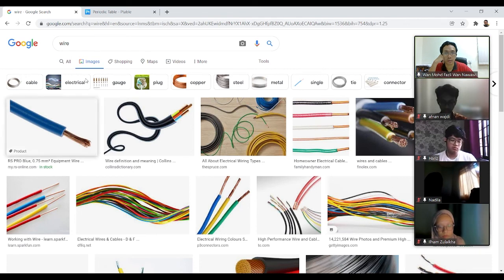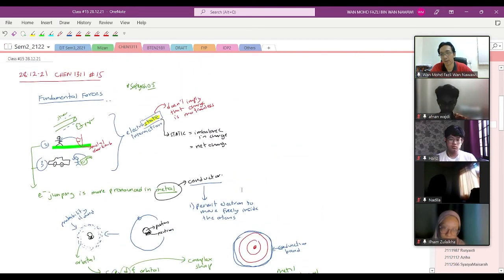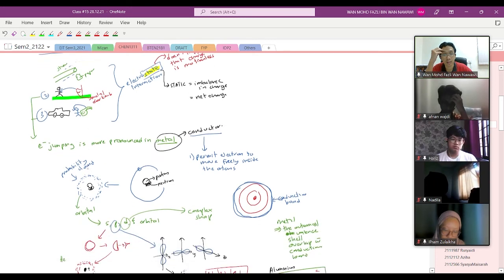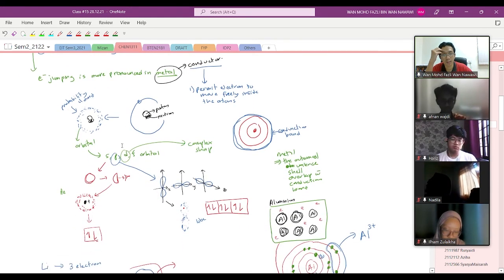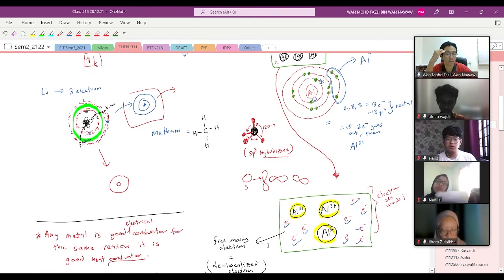Anyway, so that is about the electrical conductivity and thermal conductivity lah. So basically today what we recap about this electrostatic. We also talk a little bit about this orbital, okay, and also we talk about what makes a conductor conductive, okay. We learn also about the electron sea model. We also learn about how to draw the electron sea model.